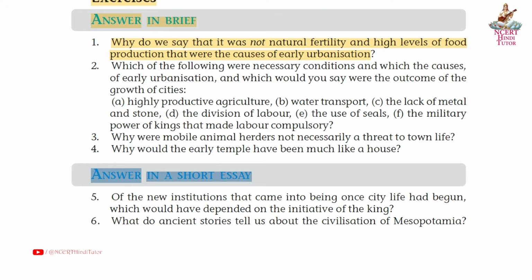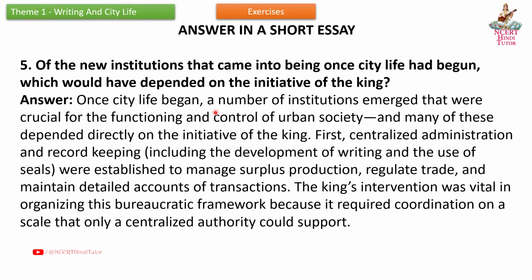Next, answer in a short essay. Question 5: Of the new institutions that came into being once city life had begun, which would have depended on the initiative of the king? Answer: Once city life began, a number of institutions emerged that were crucial for the functioning and control of urban society, and many of these depended directly on the initiative of the king. First, centralized administration and record keeping, including the development of writing and the use of seals, were established to manage surplus production, regulate trade, and maintain detailed accounts of transactions.